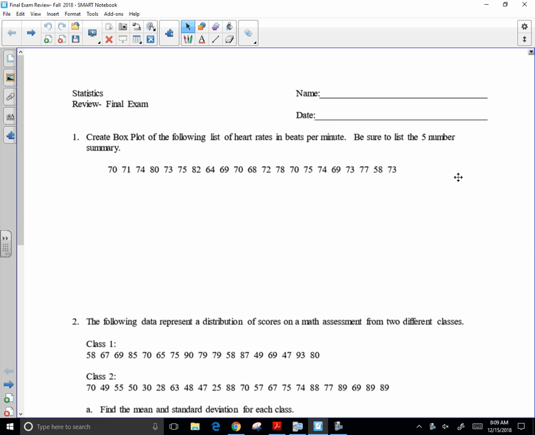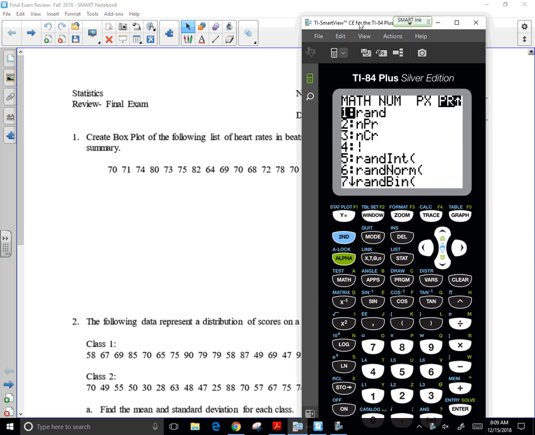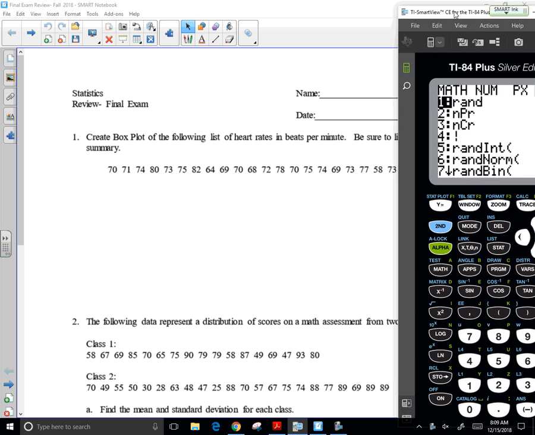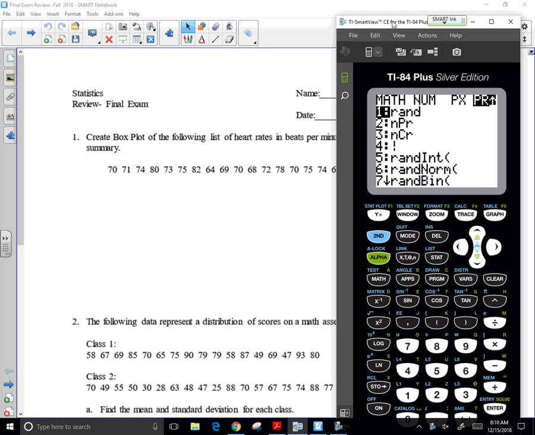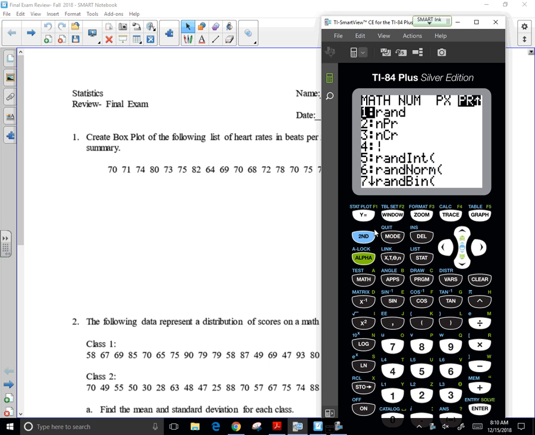of the list of heart rates. Now, there's a couple of ways I like to do this. They both involve using the Boxplot feature. You could also go to StatCalc 1 and get your 5-number summary, but I like to get a sense of the visual also.